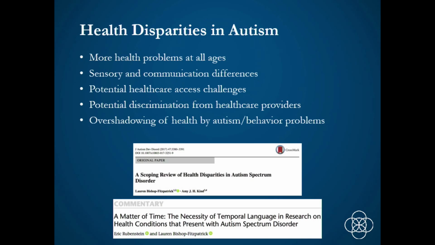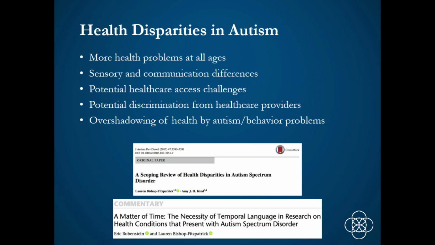So we view this to a degree from a health disparities lens. Health disparities are inequalities in health that are unjust and should be preventable. We see in autism that we have more health problems in autistic people at all ages, from early childhood through old age. And then I'll talk about some of our new research on aging and autism. We also know that autistic people have sensory and communicative differences. They experience the world differently and they communicate with others in the world differently.